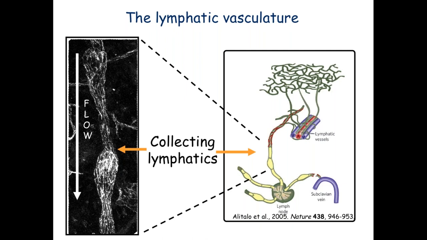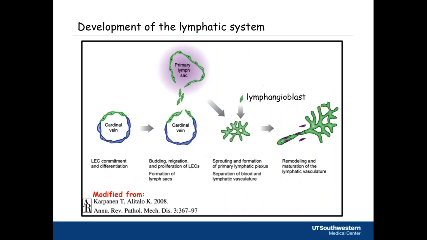Collecting lymphatic vessels are surrounded by a layer of smooth muscle cells, and they contain intraluminal valves which partition the vessel into discrete contractile elements called lymphangions. The pumping of lymphangions propels lymph to lymph nodes, and ultimately to the thoracic duct, which empties into the left subclavian vein. The differences between initial and collecting lymphatics arise during embryonic and postnatal development.